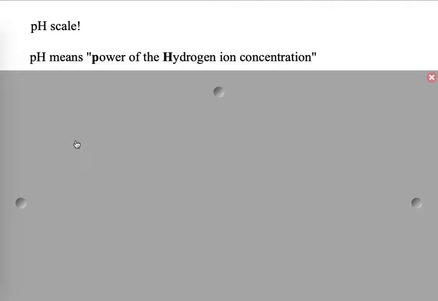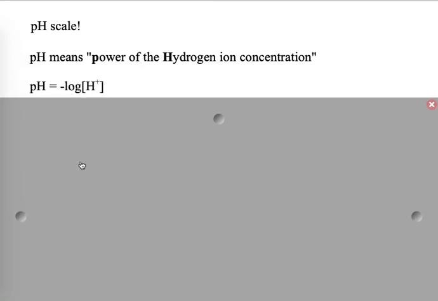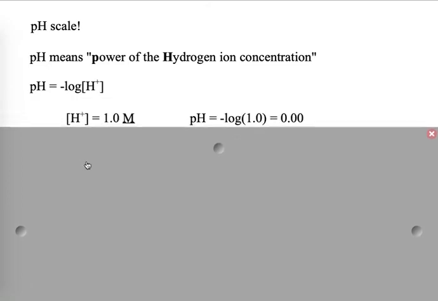pH means the power of the hydrogen ion concentration. I only actually learned that a few years ago. And pH is defined as the negative of the base 10 logarithm of the hydrogen ion concentration. So, if you know the hydrogen ion concentration of a solution, you simply take the base 10 logarithm of it, and because the hydrogen ion concentration is less than 1, that will be negative, so change the sign to make the pH positive. So, if the hydrogen ion concentration is 1 molar, which is quite high, the pH will be 0.00.